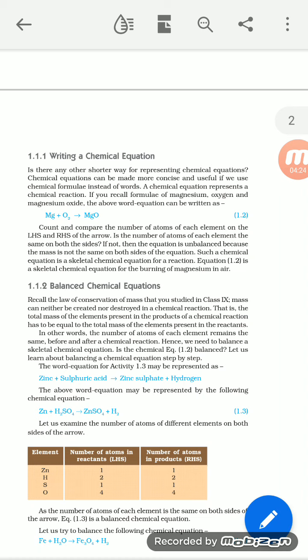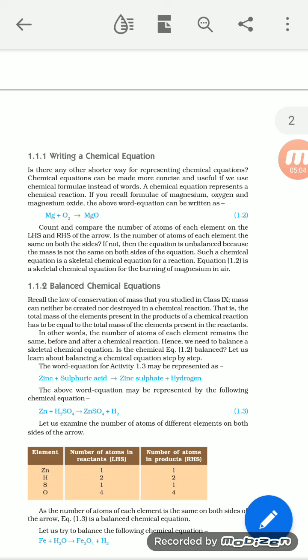A chemical equation can be made more concise and useful if we use chemical formulae instead of words. In class 9 you learned symbols like Al for aluminium, for elements, atoms, molecules and so on. If we use those symbols, it will be easier. So a chemical equation represents a chemical reaction. Recall the formulae of magnesium, oxygen and magnesium oxide. In class 9 you learned the formulae of hydrogen bromide, magnesium oxide, sodium chloride and so on.